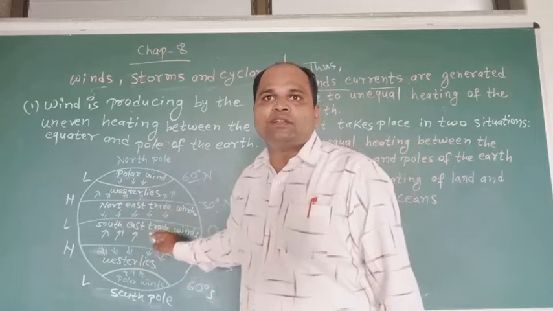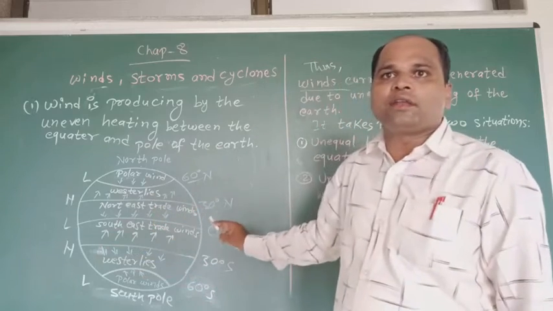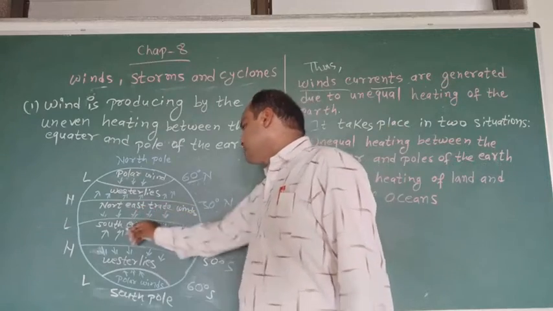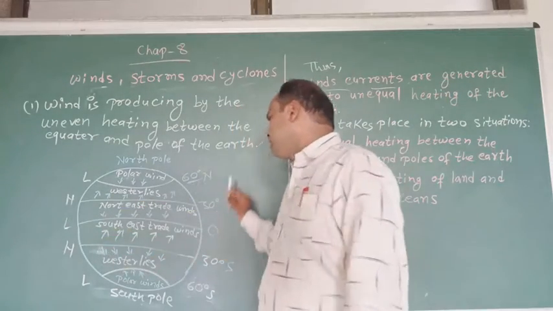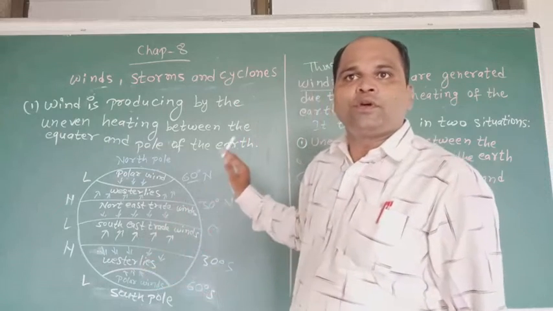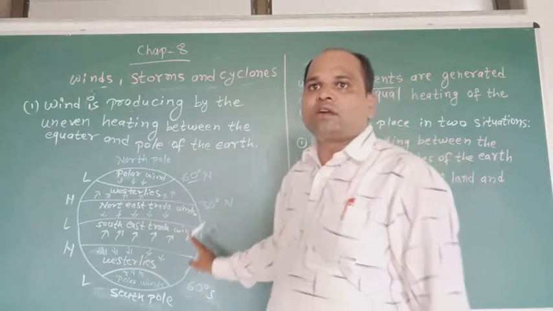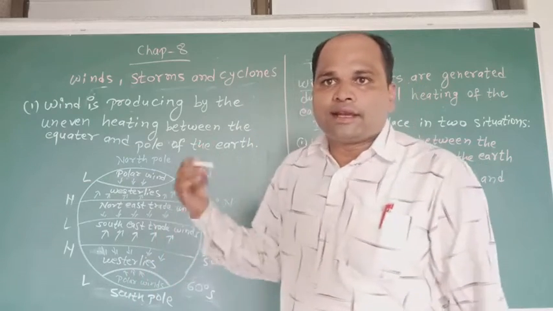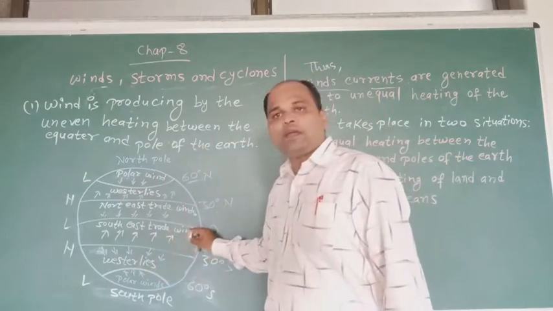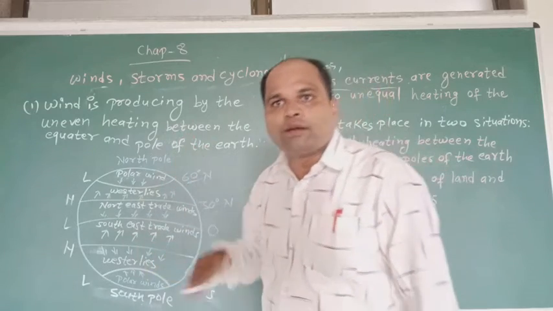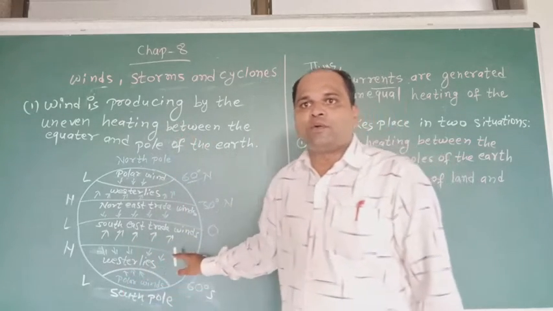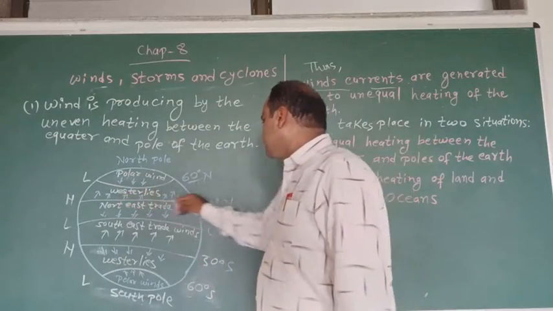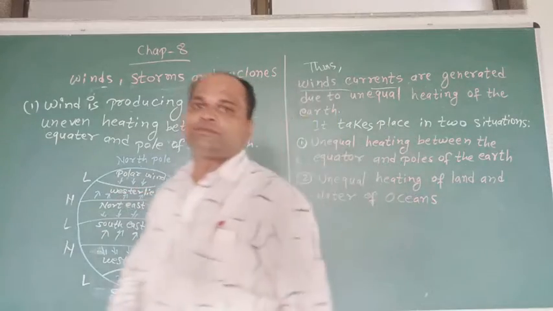These permanent winds are called the northeast trade winds and southeast trade winds. So the hot air that rises from the equator cools and becomes heavy. It comes down near the 30 degree latitude.